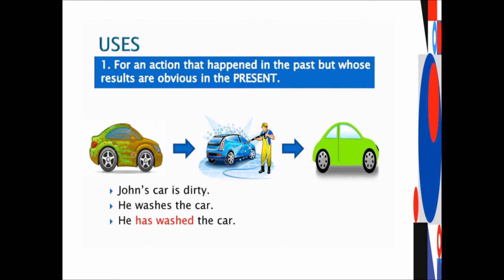For example, I have here, John's car is dirty. He washes the car. He has washed the car. So from this example, we can see that he had like a dirty car, but after washing the car, okay, he has a new one. So he has washed the car. So his car is different at the moment. The same can be applied, for example, if I say, I have had a car accident. It means my car was okay, but after crashing my car, it's not okay anymore. So I have had a car accident.